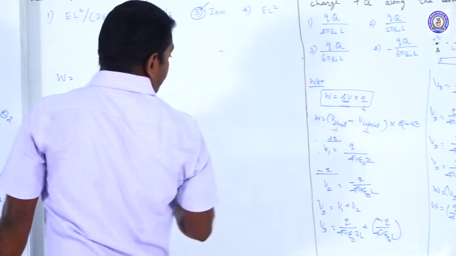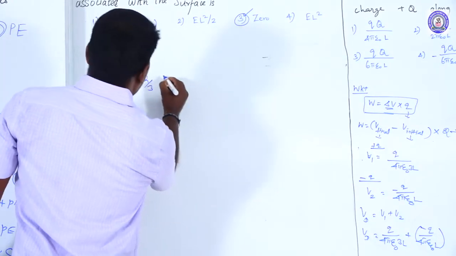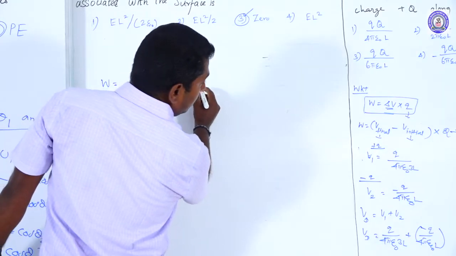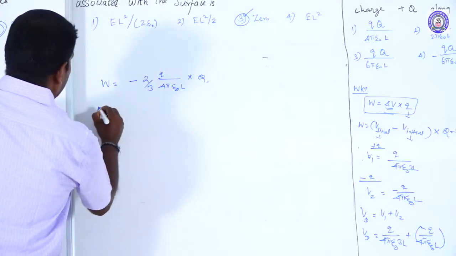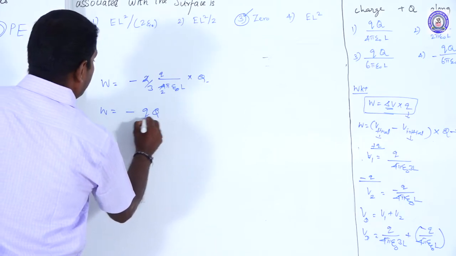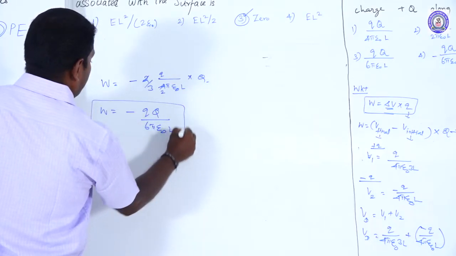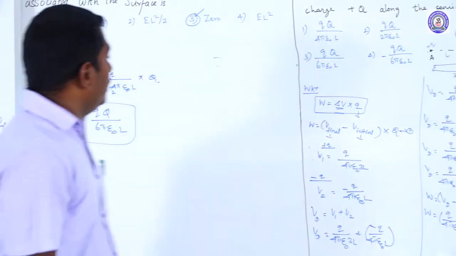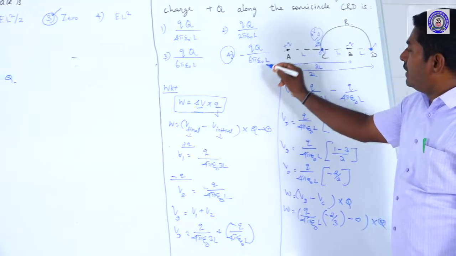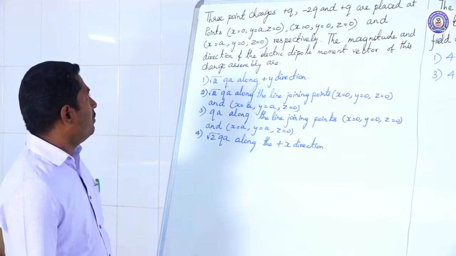So, W is equal to minus 2 divided by 3 times Q divided by 4 pi epsilon naught L, times Q. Then W is equal to minus Q times Q divided by 6 pi epsilon naught L. So the right choice is 4: minus capital Q squared divided by 6 pi epsilon naught L. Next, we move to another problem.